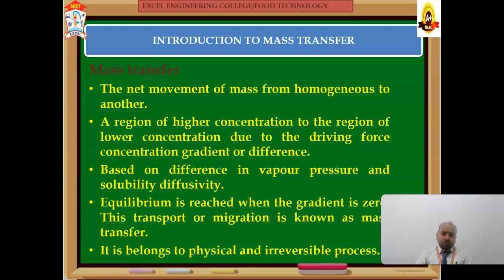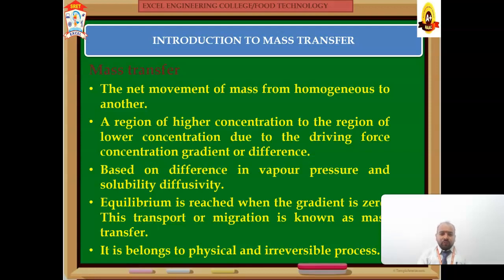First of all, mass transfer is the net movement of mass from one homogeneous region to another, from a region of higher concentration to a lower concentration in our mass, due to the driving force, the concentration gradient. These are the changes occurring in any components or raw materials to convert them into a product.